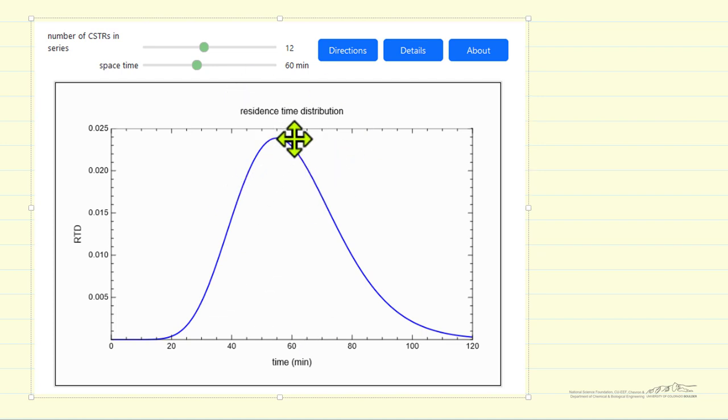And the behavior is, if you notice, it's centered. The maximum is not at 60. It's actually less than 60. It's not a symmetrical distribution. And let's look at what the simulations look like for different numbers of CSTRs. So let's go to the simulation.